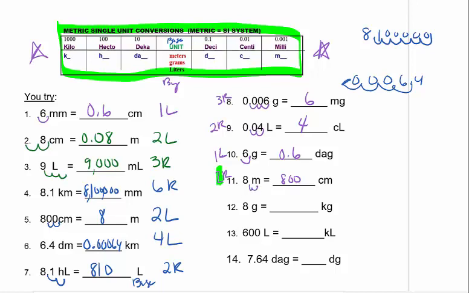Grams to kilograms. This is one that some of y'all actually have memorized, but it's from my units, my grams. And I go 1, 2, 3 units to the left. So I have 8, and we go 3 units to the left, which is going to give me 0.008.